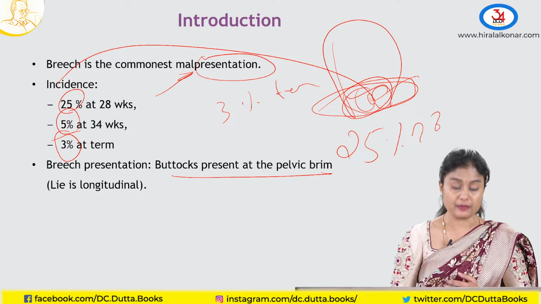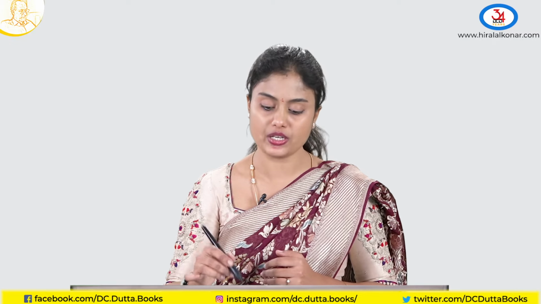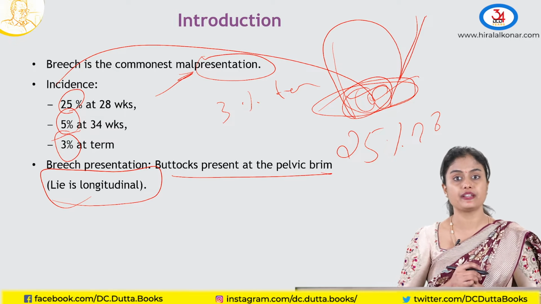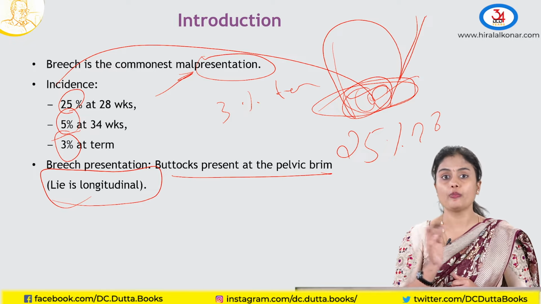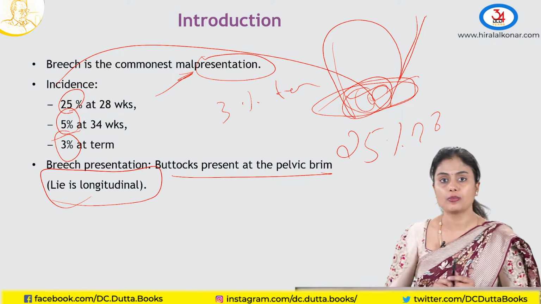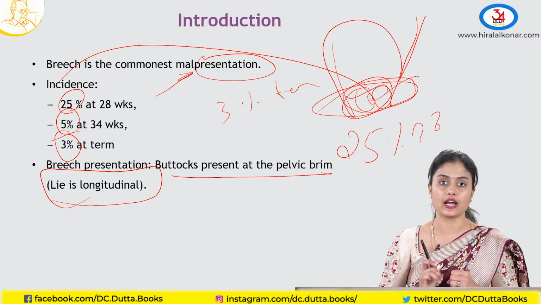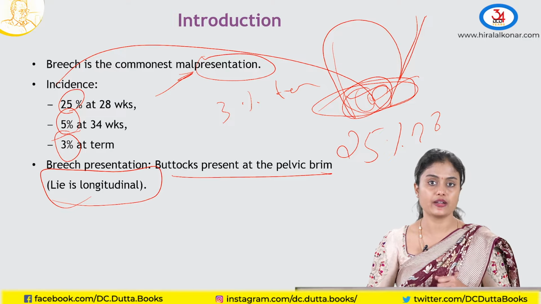Buttocks in the pelvic brim, mostly longitudinal. It can be oblique also, but it will be mostly longitudinal. We already discussed in the previous session, in the normal labor session, what is lie, what is presentation, what is presenting part. You can revise there once if you want.